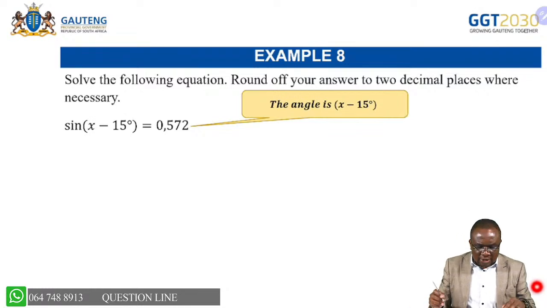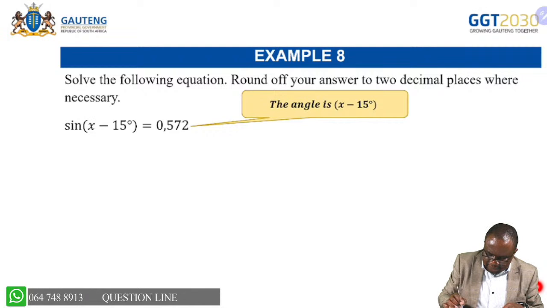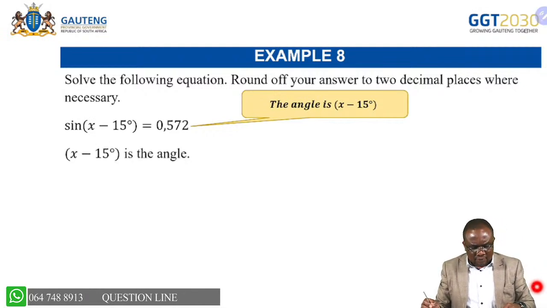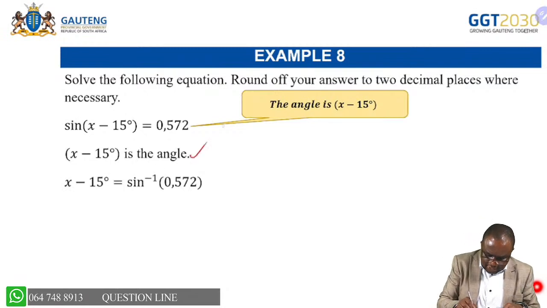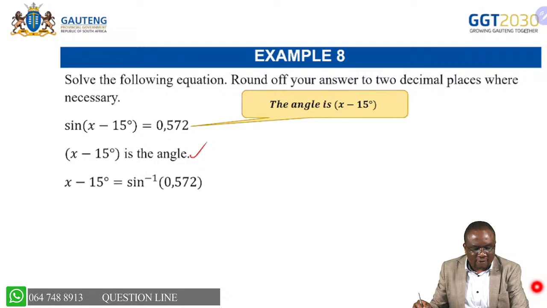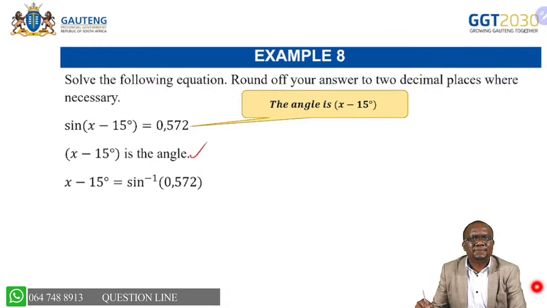Okay? So now we can find our inverse there. Arc sine 0.572, you can write it like this. So x minus 15 is equal to arc sine of 0.572. Let's do that. Put arc sine, remember shift sine 0.572. What do you get?